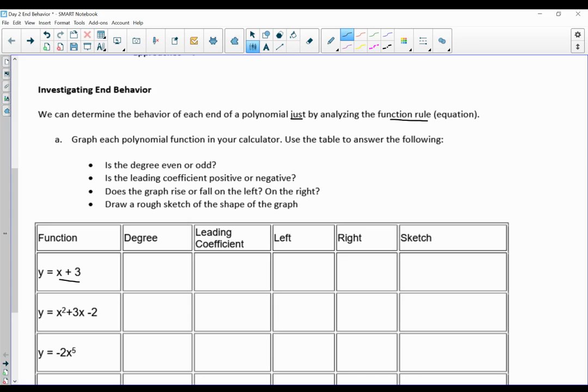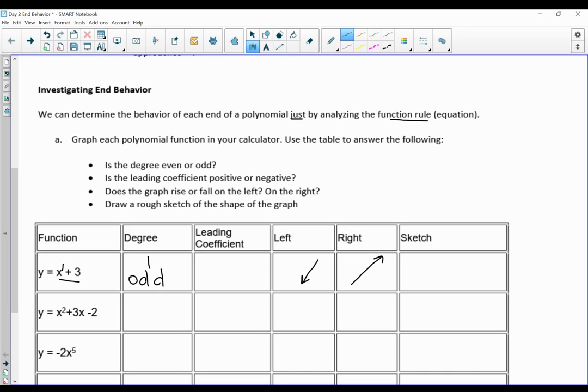So I'm going to go to Desmos, and I'm going to graph x plus 3. Which means that on the left, I am falling. On the right, I am rising. Then if I'm asking about the degree, this is x. So that means it has an exponent to the first power. So the degree is 1, and 1 is an odd number.